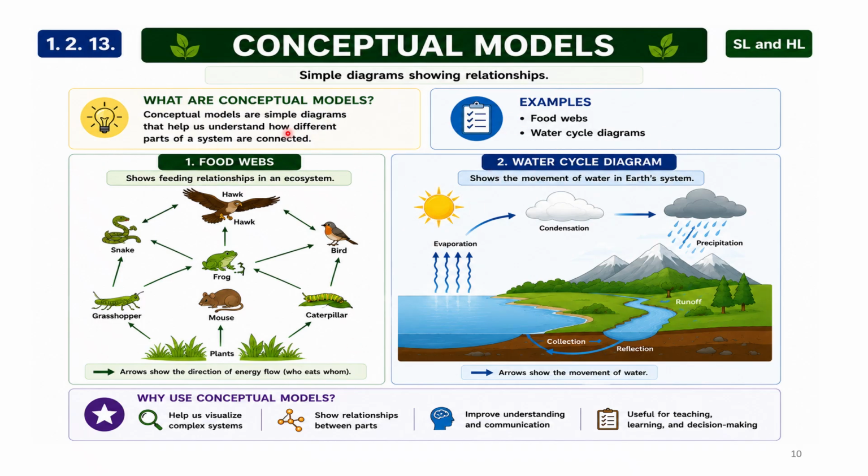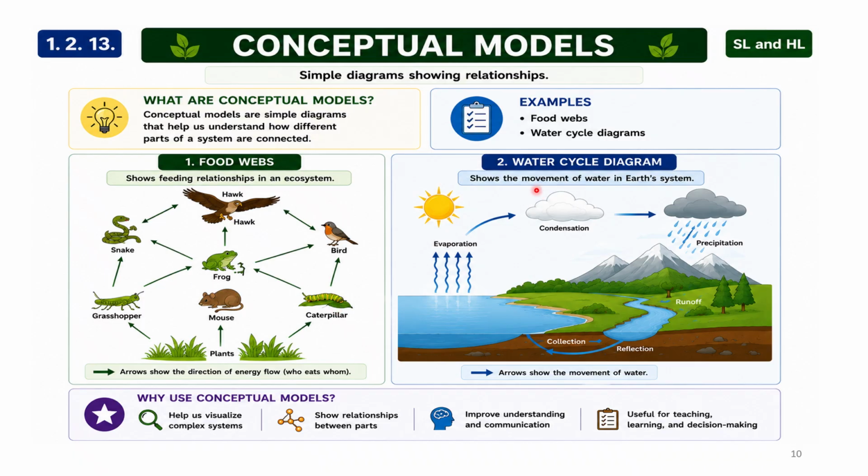Consider a food web. Plants act as producers and transfer energy to primary consumers such as grasshoppers, caterpillars, and mice. These organisms are then consumed by higher trophic levels, including frogs, birds, snakes, and hawks. The arrows indicate the direction of energy flow, from the organism being eaten to the consumer. Such models help us predict how the removal of one species may affect the entire ecosystem.